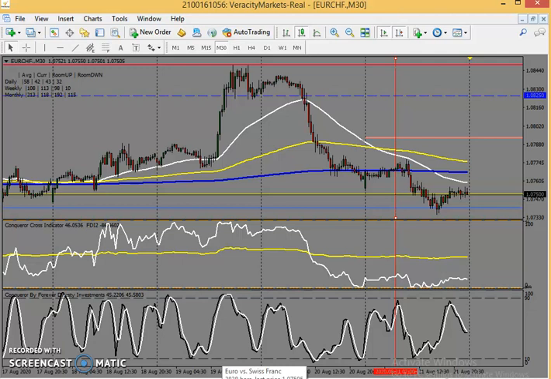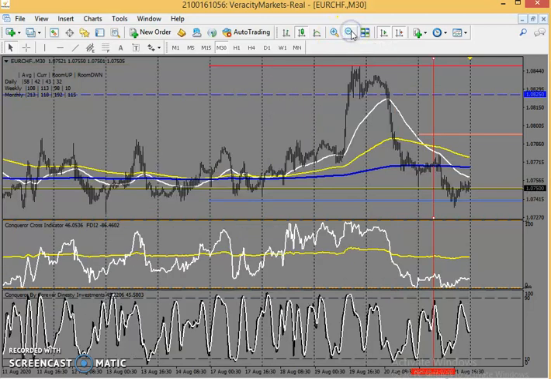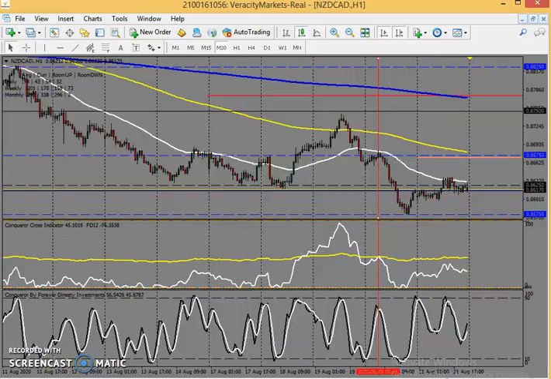Let's go to Euro CHF. Same thing, guys. Remember what we said: the average daily range high and the average daily range low. Okay, this one is not so clear. Let's go to NZD CAD.